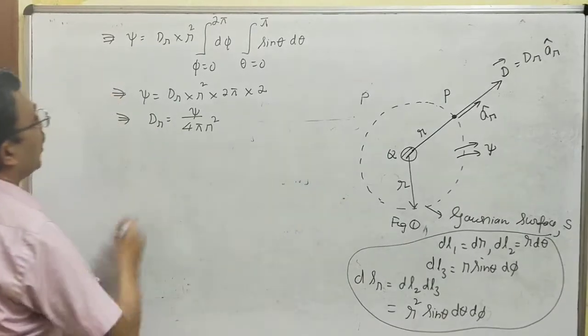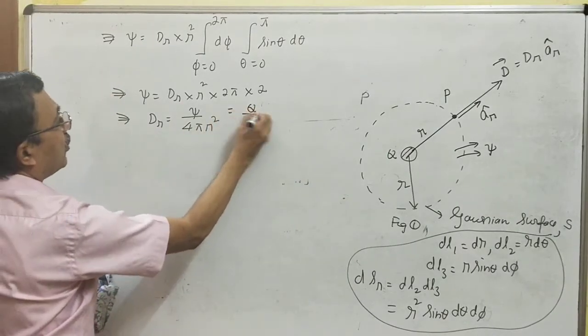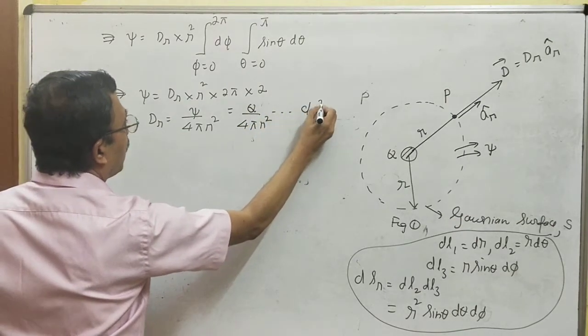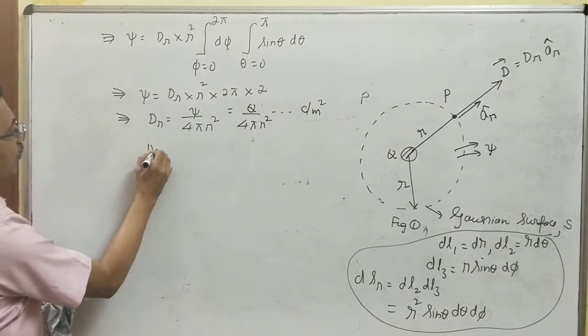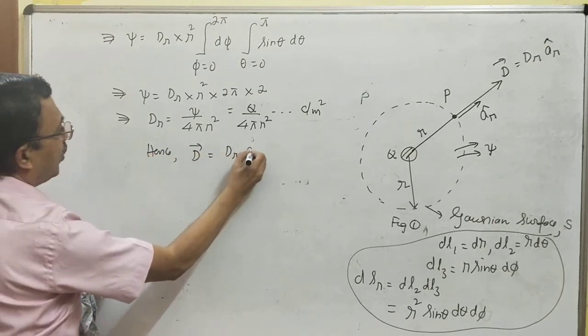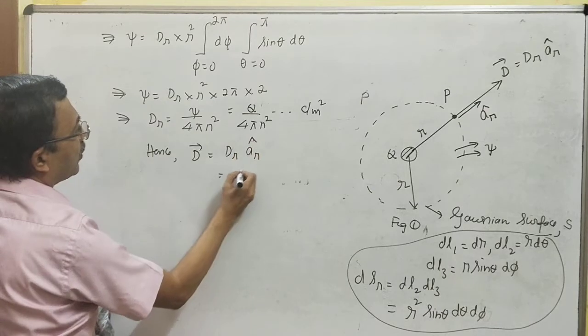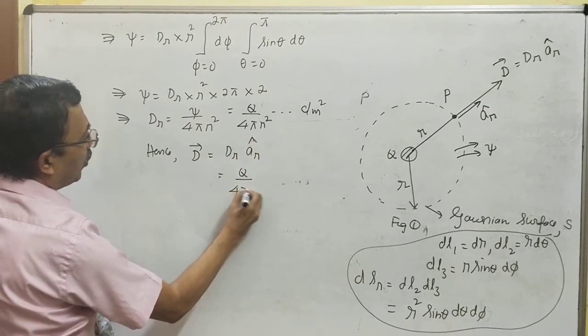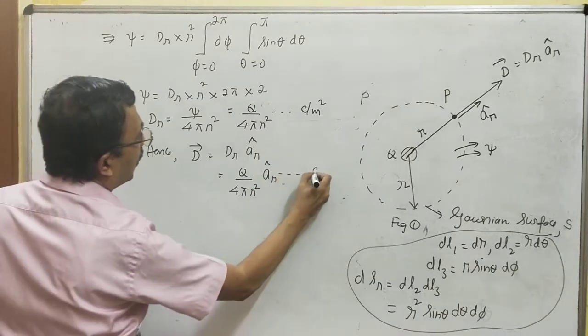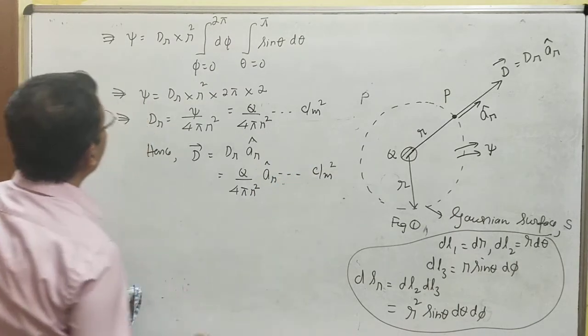From step number 1, what is psi? Psi is q. So q divided by 4 pi r square, so many coulombs per meter square. Hence, what is vector D? Vector D is equal to Dr into ar cap, equals q divided by 4 pi r square into ar cap, so many coulombs per meter square.